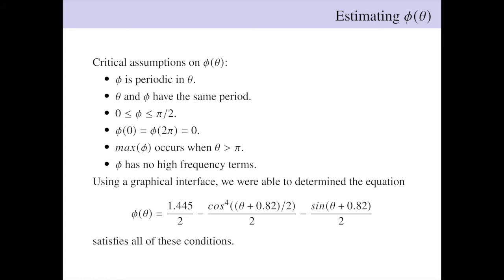Fixing phi of 0 and phi of 2 pi to be equal to 0 ensures that the bird is in its most upright position while at the peak of rotation. From observing the video, we estimate that phi takes its maximum value after theta is greater than pi. Lastly, we assume that phi has no high-frequency terms. This is because the bird does not appear to wobble as it rotates. Using a graphical interface, we were able to experimentally determine an expression for phi, shown here, which satisfies all of these conditions.